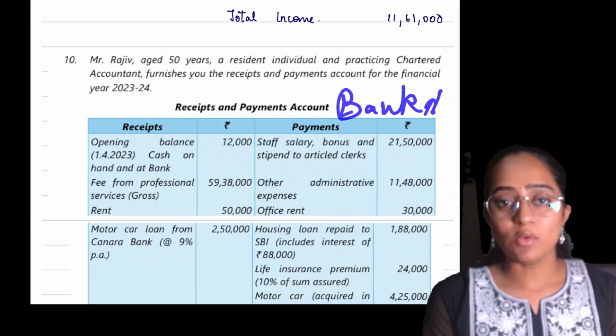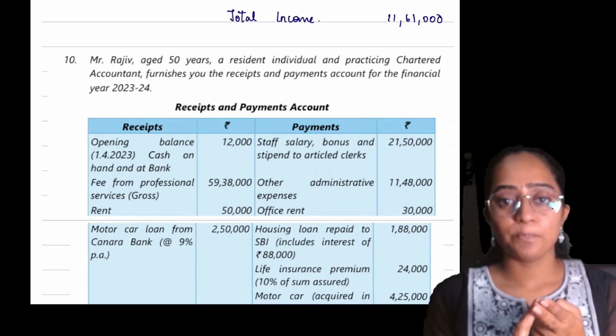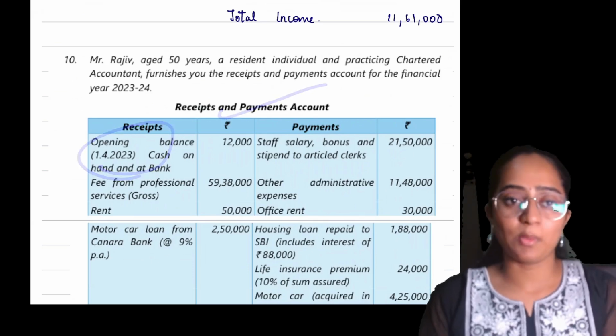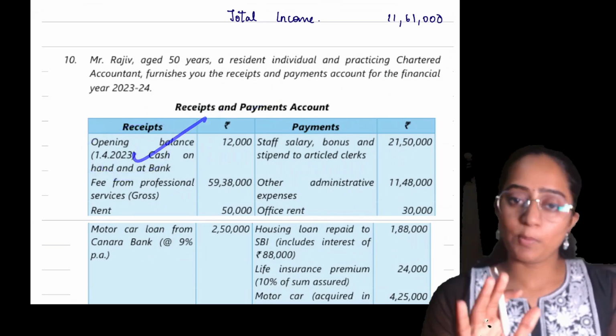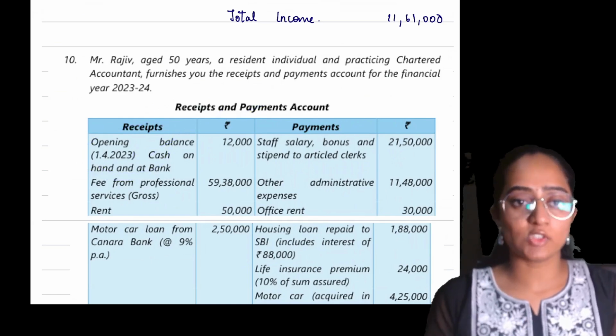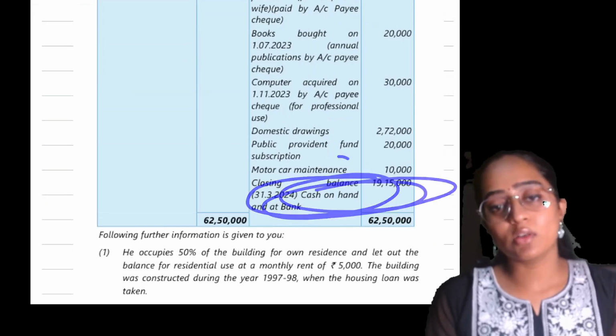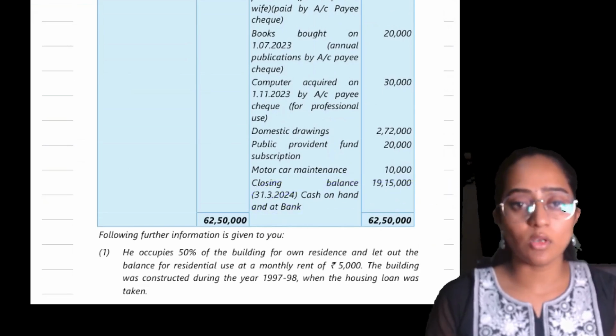So this is nothing but your bank account. Can I say whatever the loan taken, loan given, whatever the cash balance, everything will be reflected in your receipts and payments. The opening balance of receipts and payments will always be the opening balance of the cash or bank balance. The closing balance would always represent the closing balance of the cash or bank.